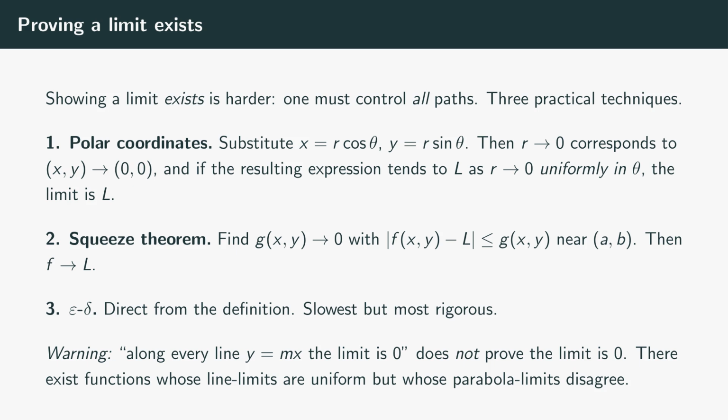One critical warning: showing that the limit along every straight line through the origin agrees is not enough to prove the limit exists. There exist functions whose line limits are identical, but whose parabola limits disagree. We'll see one in a moment. Lines are a useful first test, but a poor proof of existence.